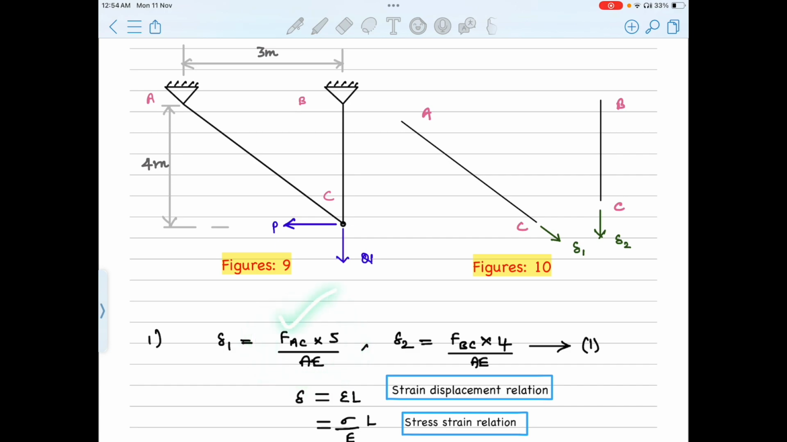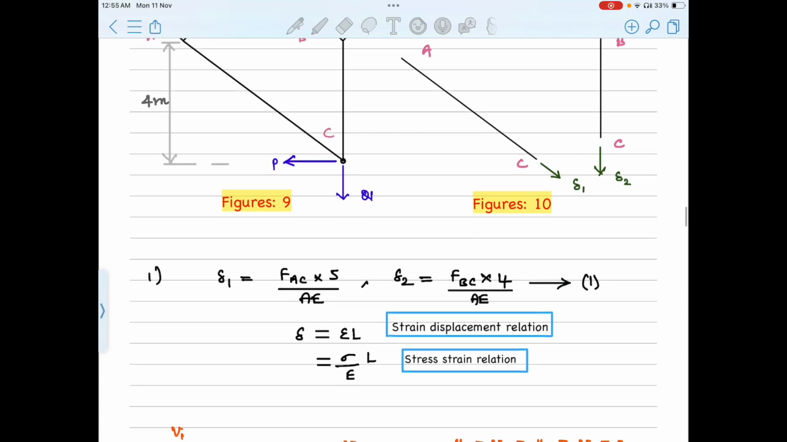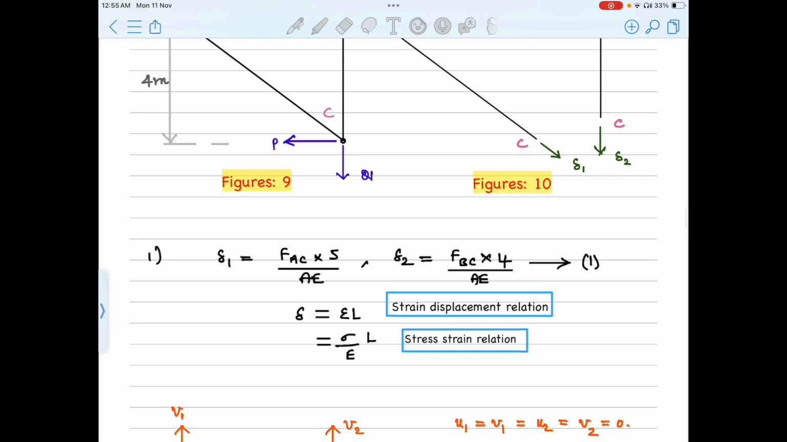So instead of P, we use the member forces in these two members AC and BC. From this, we get these two expressions relating elongation to the member force. We consider A and E to be the same for both members here. From this, we frame these equations. We need to be aware that when we do so, we already use the stress-strain relation and the strain-displacement relation, this formula PL by AE.